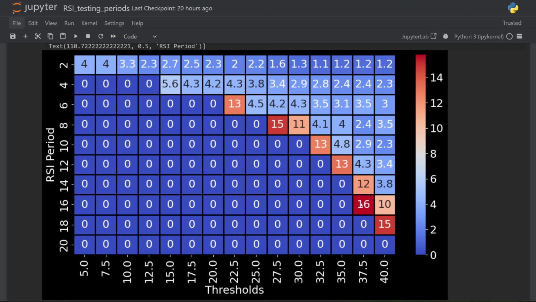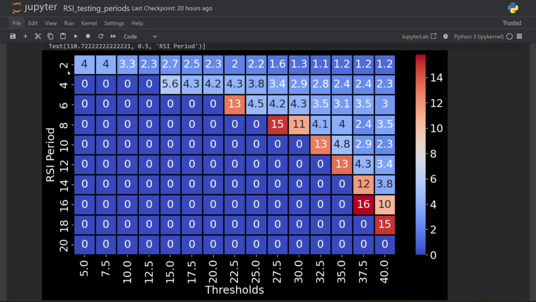And you can actually see that very clearly here because as soon as you change the parameters slightly, for example, if we take this RSI 12 and a 35 threshold, it performs really well. But if I increase the threshold to 37.5, it completely drops off a cliff. So that means that these results here aren't very robust and they can be disregarded.